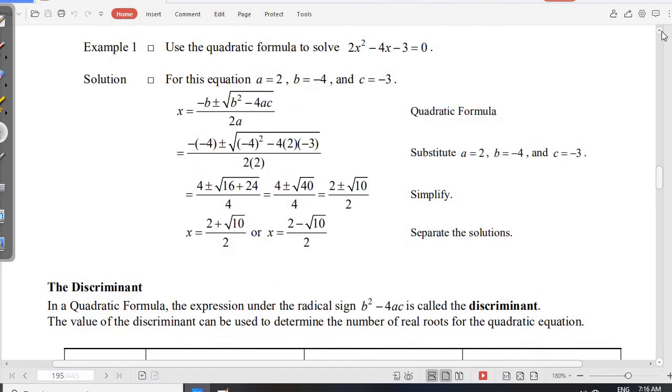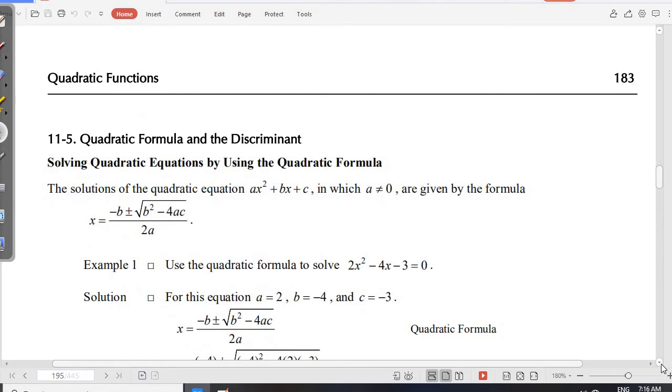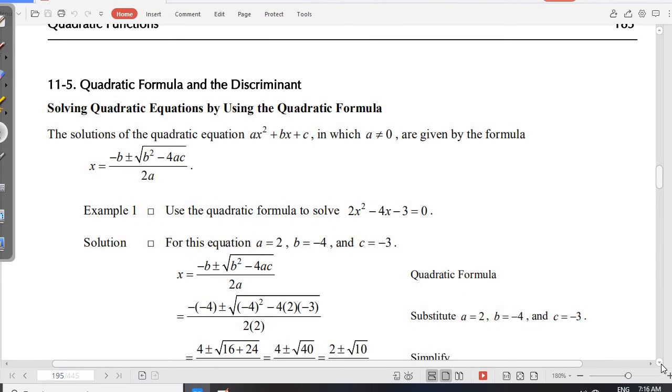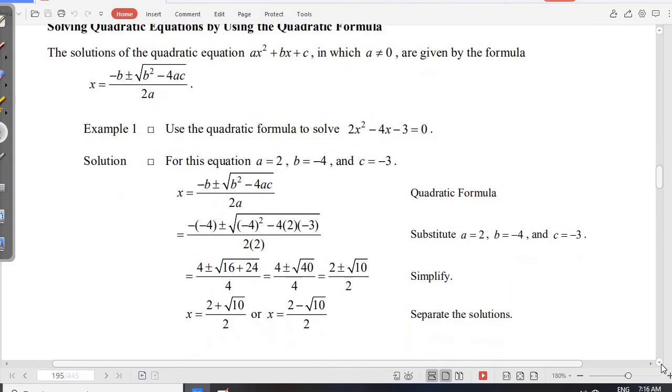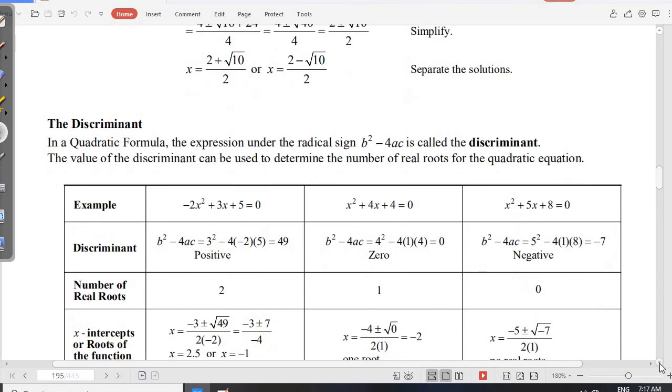I just want you to get all the idea. Now you know your quadratic formula, and your quadratic formula usually gives you two roots. Sometimes it will give you one root, if you have 0. We call b squared minus 4ac the discriminant. If the discriminant b squared minus 4ac is positive, then you have two real solutions.